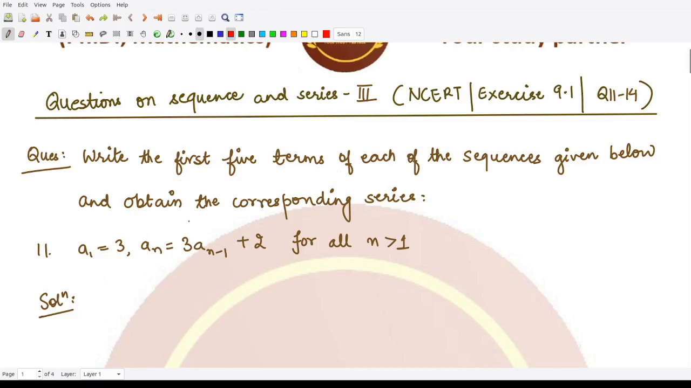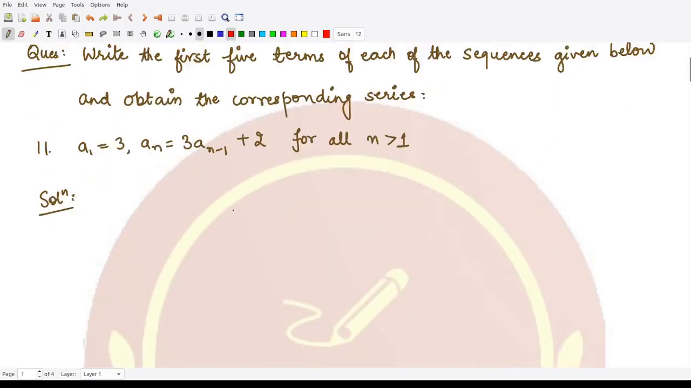So in the first question here, that means question number 11, we are given a1 equal to 3 and an is given in terms of an minus 1 here whenever n is greater than 1. So you see, in most of the cases this condition is very important, because you first of all have to check it for each and every term. So let's see how we can perform this.